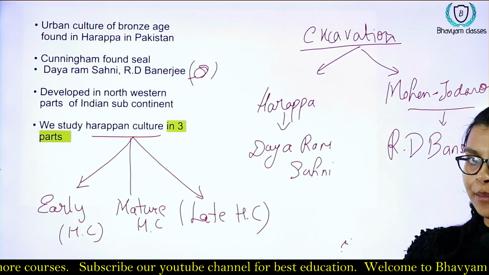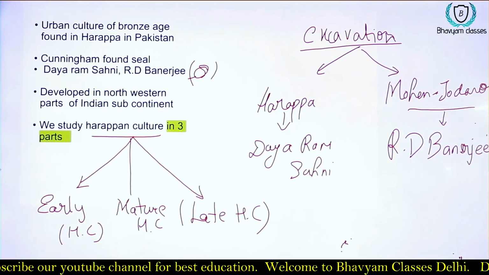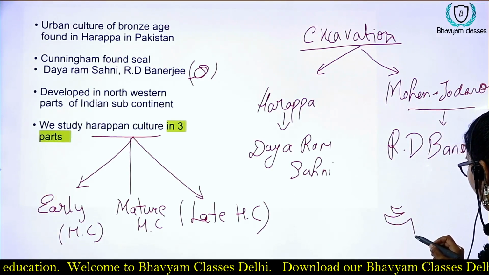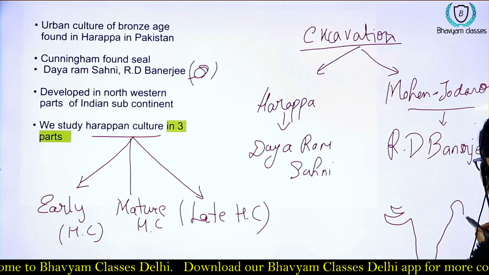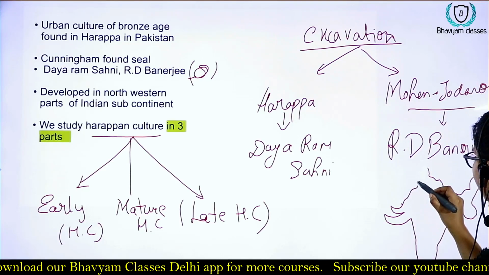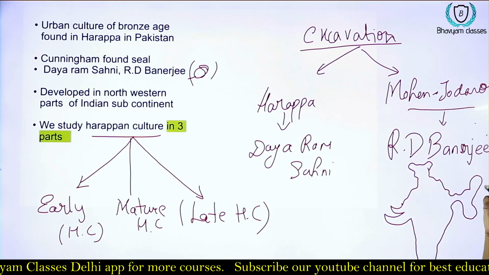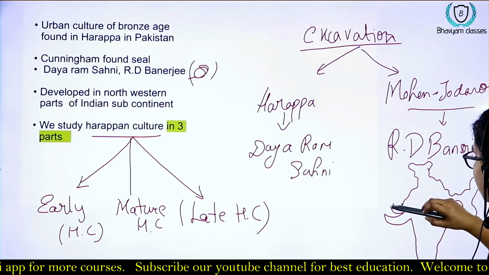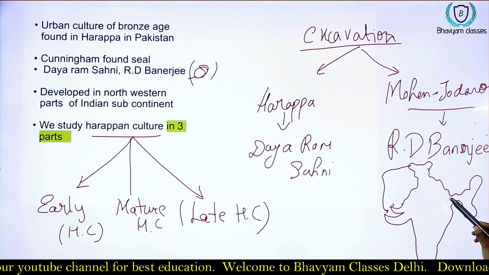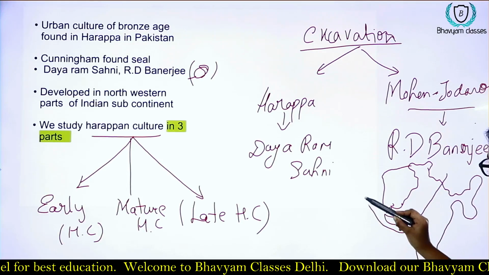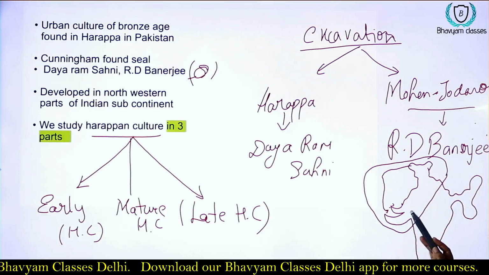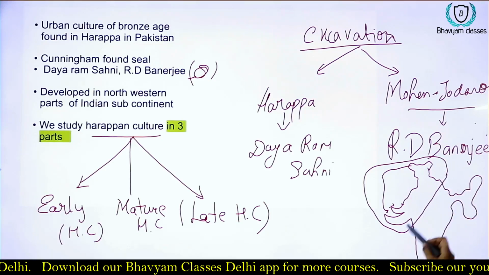Fine. So if we talk about the map, if I try to make the map of India, this is the current map of India. Fine. Then this portion is your Pakistan. So we find a lot of sites on this particular part. Fine. This particular part is our northwestern frontiers, or northwestern part. So we find a lot of sites over here.